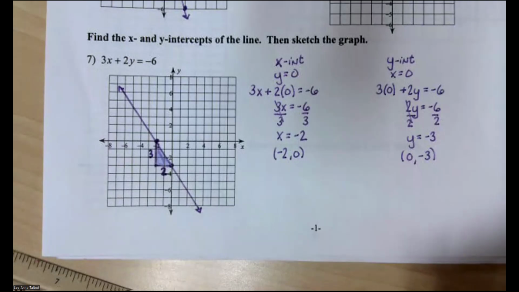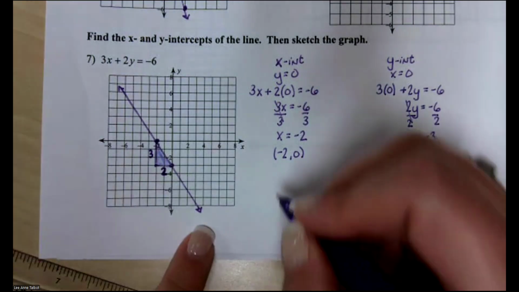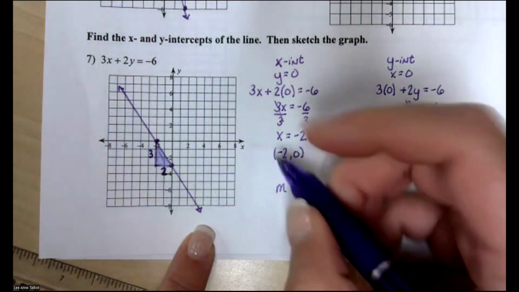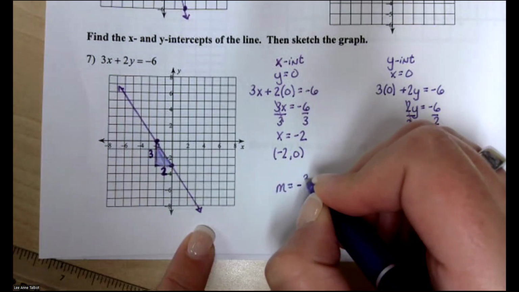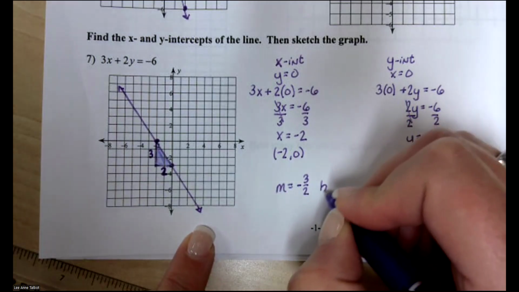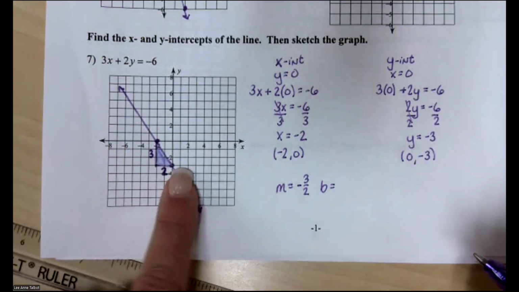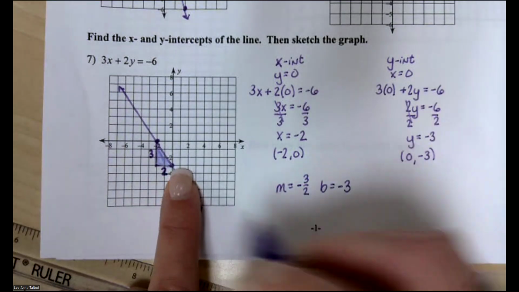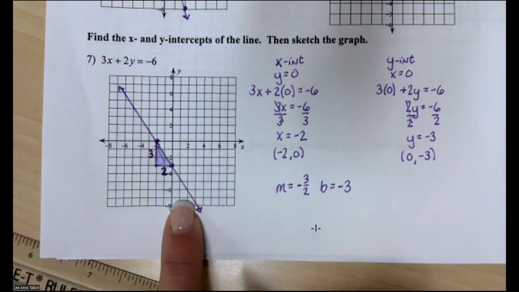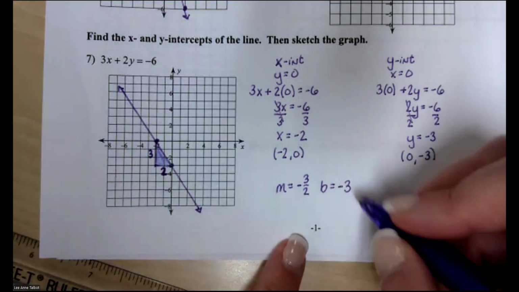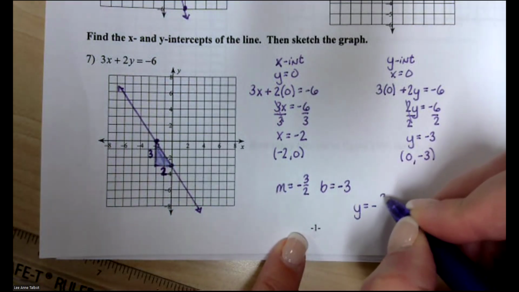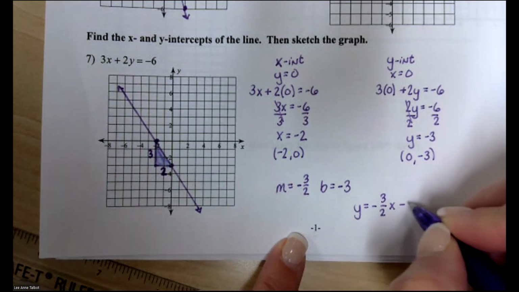Make a slope triangle and count the boxes. Notice it's going downhill, so m is -3/2. B is, we already have that. That's -3. That's the y-intercept right there. So y equals -3/2x minus 3.